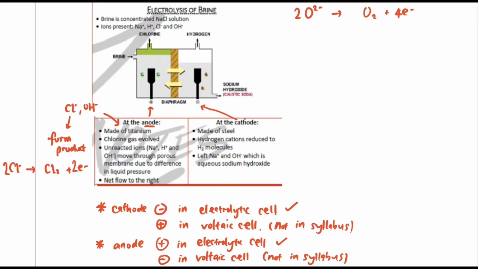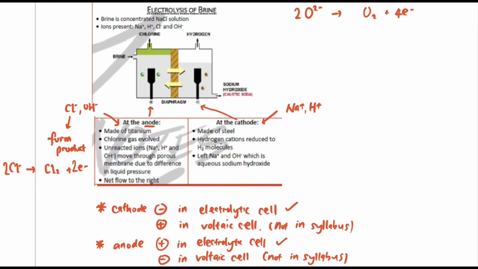Okay, at the cathode. You need to know the cathode, as we wrote here, is negatively charged. It is a negative electrode, so it attracts cations, which are positive ions. The positive ions are Na plus and H plus. These two cations are attracted to the cathode. Cathode is made of steel. This is the cathode, the black one is the cathode.